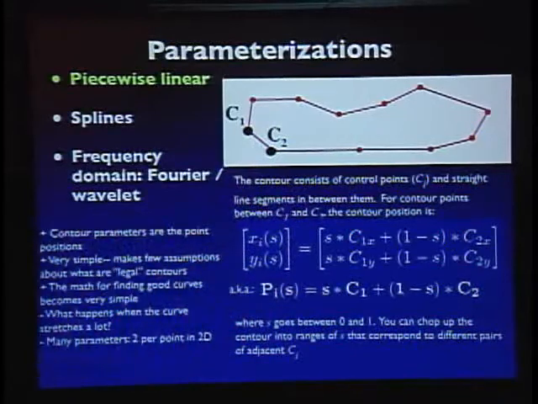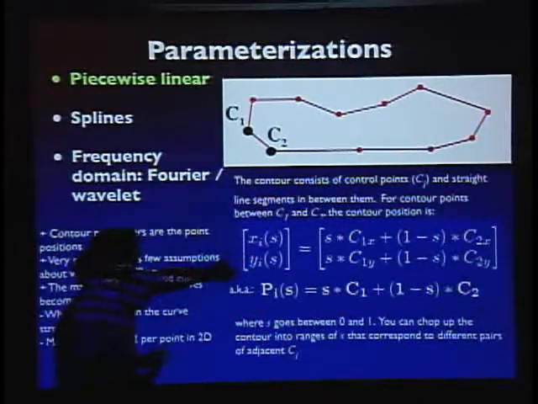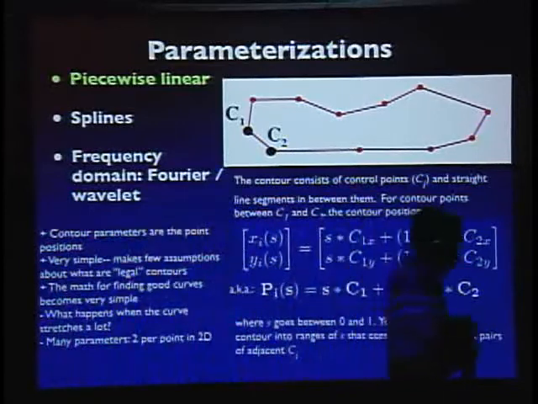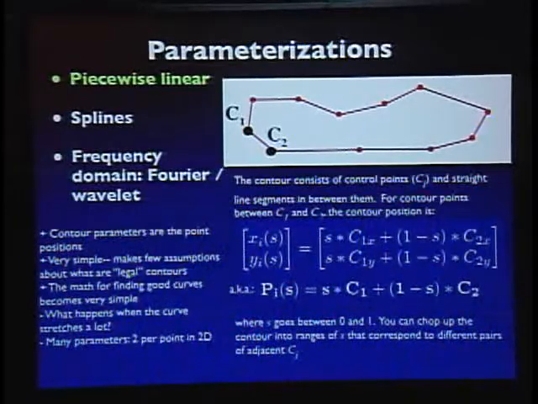So the idea here is that for every pair of these points, and by the way, these are usually referred to as control points, because the points control where the contour is, you are going to have an equation like this. So in order to define the entire contour, if there are n control points, you're going to have n minus 1 of these S parameters, for every gap in between every pair of adjacent control points. And those parameters will fully define the entire contour. So it's very, very simple.